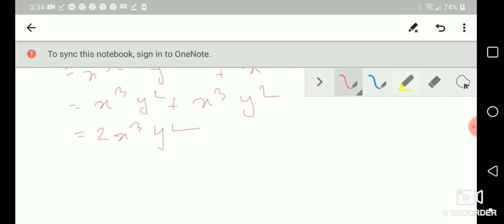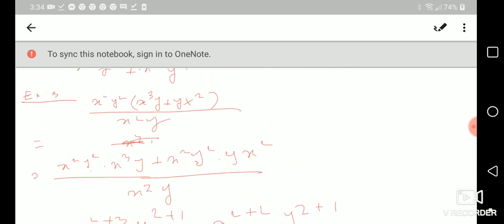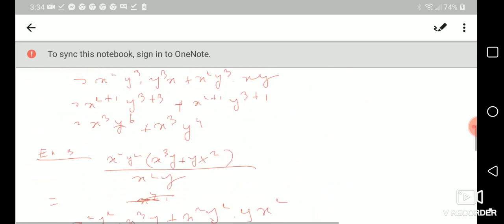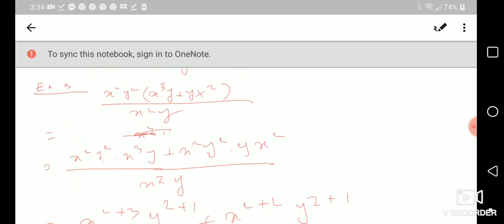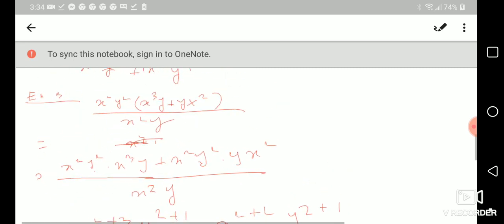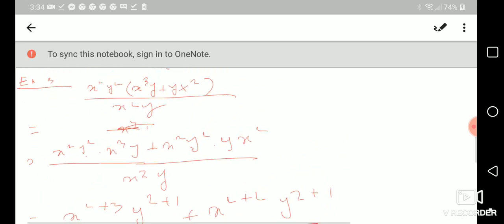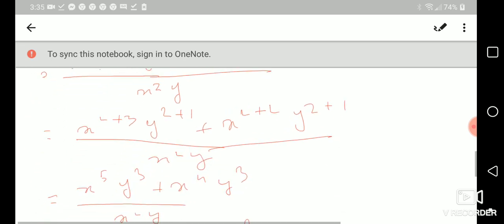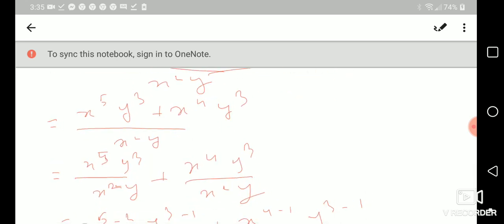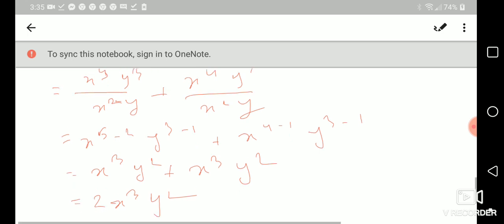So let's look into this again and see if we have made any mistakes. Let's actually squeeze it in. x5 y3, good, and x4 y3, that's good again. And then if we divide it, x fine, so it's going to be x3 y2 and x3 y2.